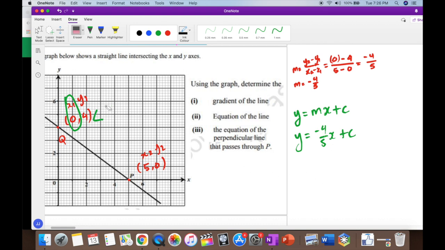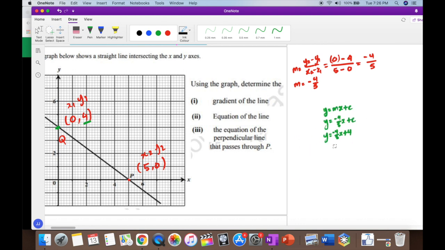We could have used the point, but we didn't have to use the point because we could actually see that this line is cutting the y-axis at 4. And so c will be 4. y is equal to negative 4 over 5x plus 4. So did you guys get through with the equation?